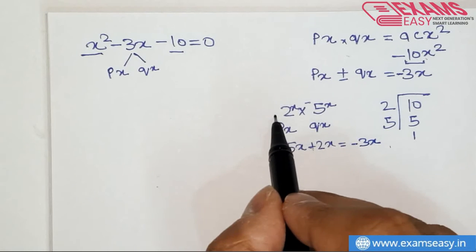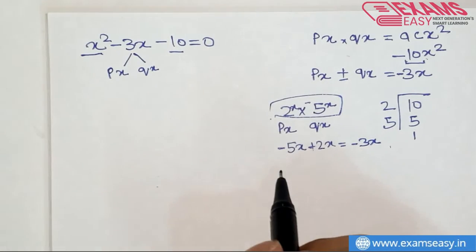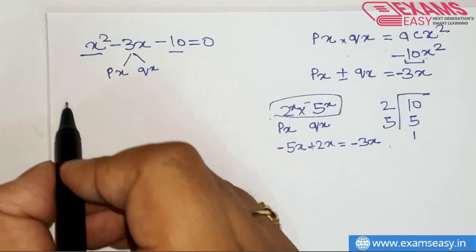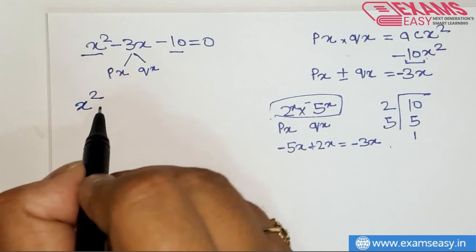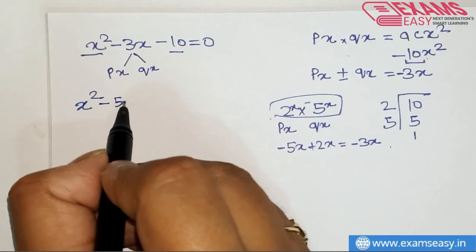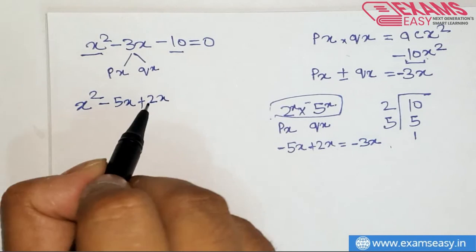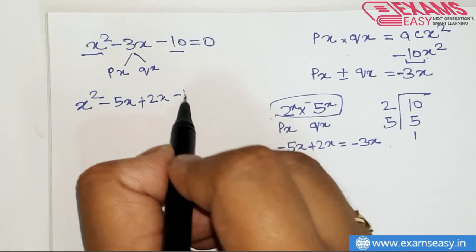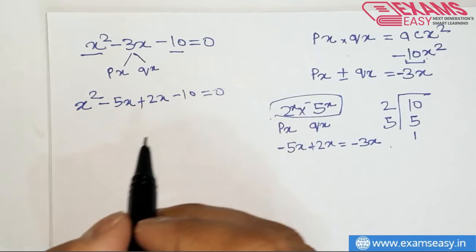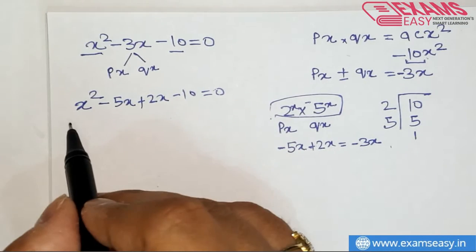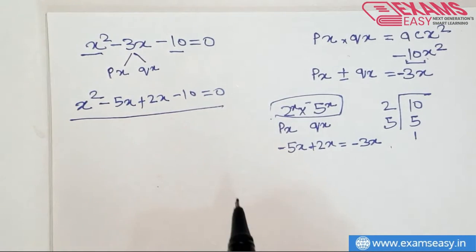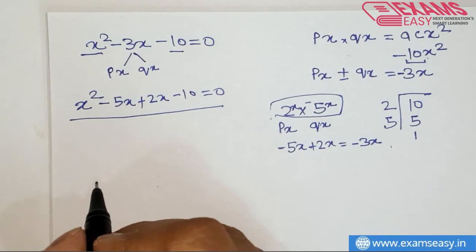So this will become the valid factor for this quadratic equation, and we can write it as x square minus 5x plus 2x minus 10 is equals to 0. So this will be our factor, and this completes our step. Let us take another example.